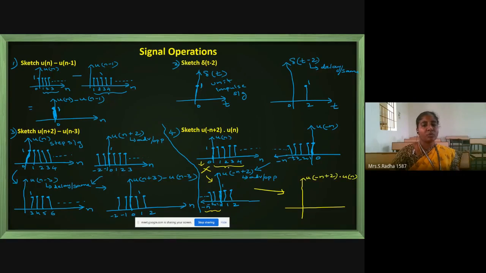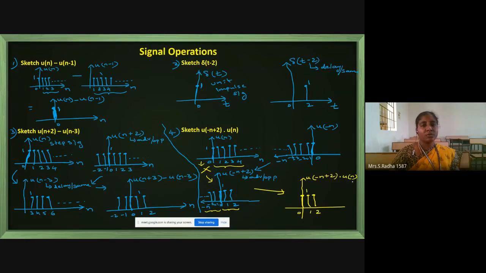Now come to the positive side. The second signal exists only at 0, 1, 2, and hence you can take only 0, 1, 2 in the first diagram. 1 into 1 is 1. So you will have 3 pillars, 1 into 1. Height is 1. On the x-axis it is 0, 1, 2.